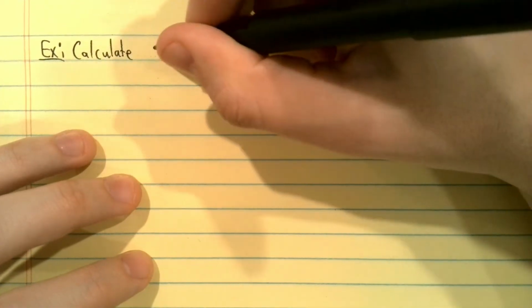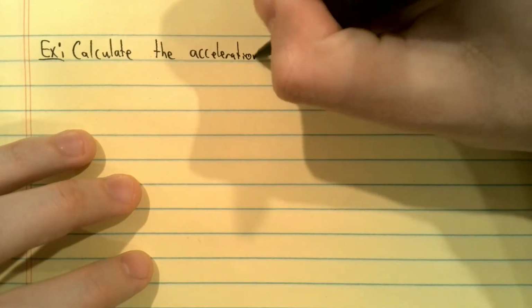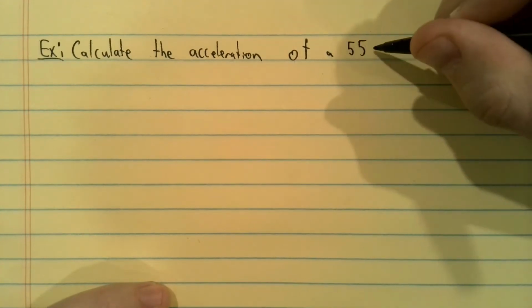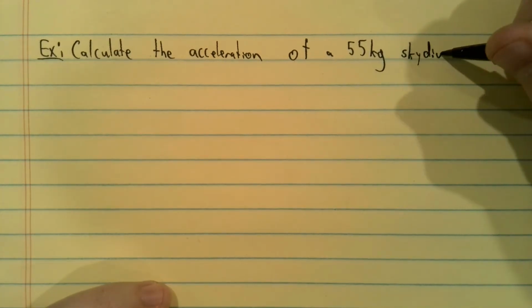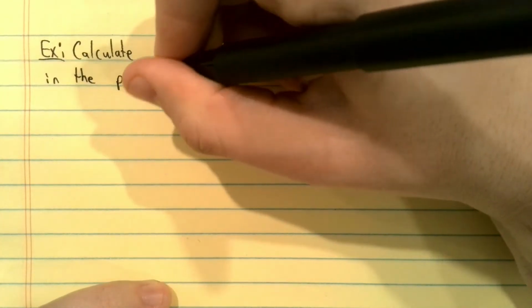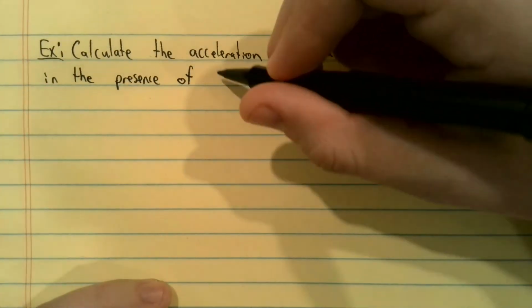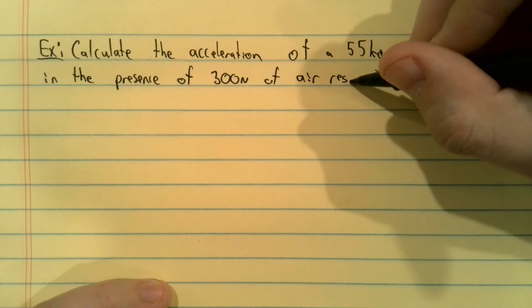Let's look at a skydiver. Calculate the acceleration of a 55 kilogram skydiver in the presence of 300 newtons of air resistance.